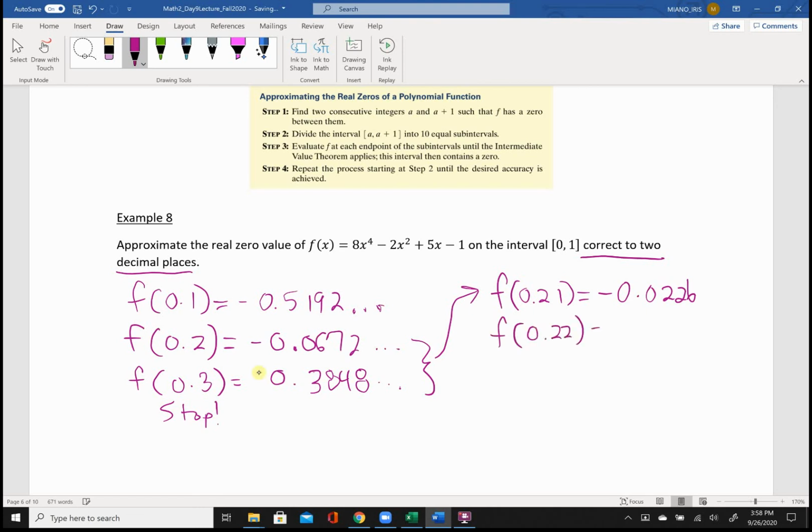0.22. The output there is 0.0219. All right, so we went from negative to positive. So that means that we're somewhere between 0.21 and 0.22. So it's good enough for our purposes to just take the lower bound of this tiny interval and say, all right, so correct to 2 places.